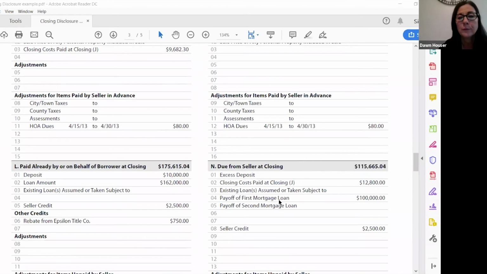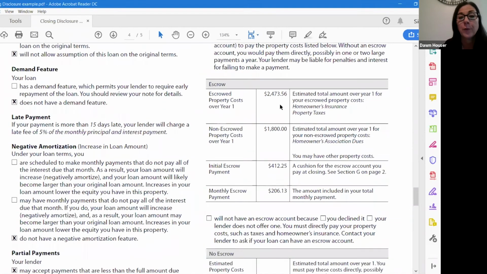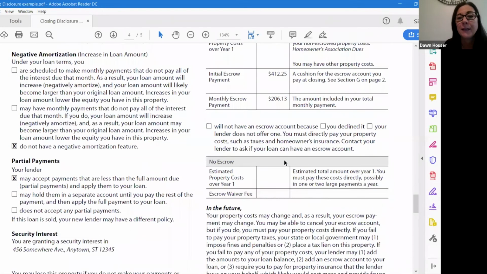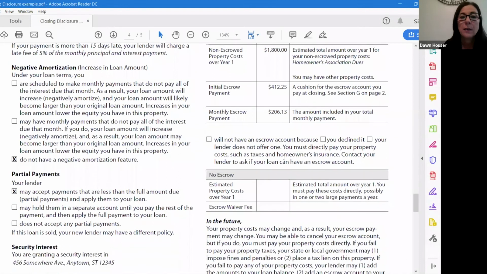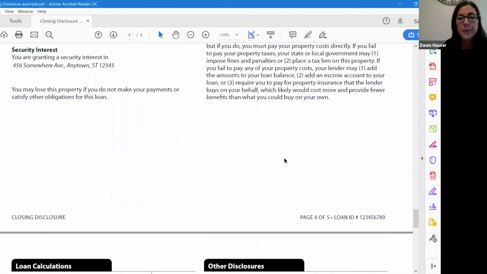Oh, escrow. Go down. Escrow account. Okay, so we will have an escrow account, and this just kind of breaks out what our escrow account is. So we're escrowing for property costs, we're escrowing for insurance, initial escrow, to come up with what your monthly escrow payment is going to be. So with your principal and interest and your escrow payment is where you're coming up with that $10.50 earlier. All right, and nothing else pertaining to us right here.